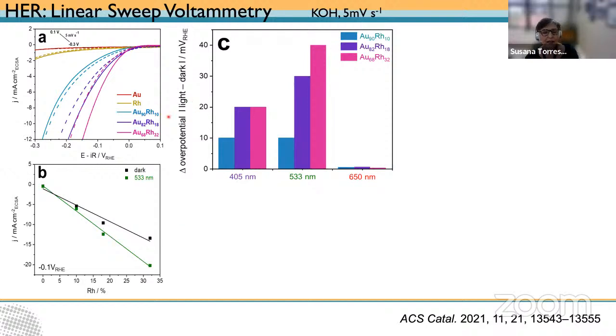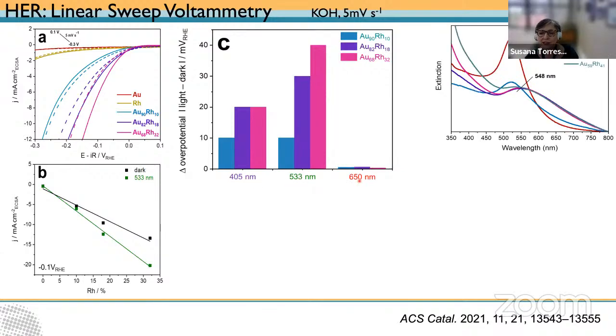And also, we can calculate the change in the overpotential when it is illuminated or when it is dark for different wavelengths, with the blue, with the green, and with the red. And you can see that for all the nanoparticles, the change in overpotential is more important when we illuminate with green. It is rather important when we illuminate with blue, but it is almost negligible when we illuminate with red. And this matches the extinction spectra.